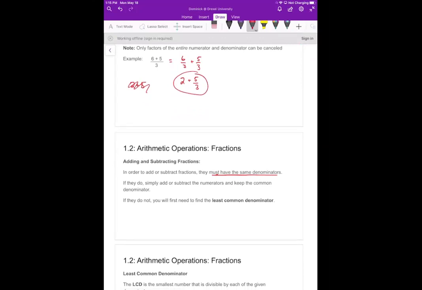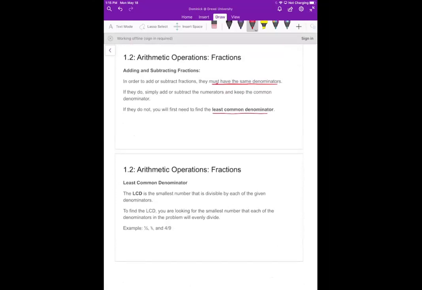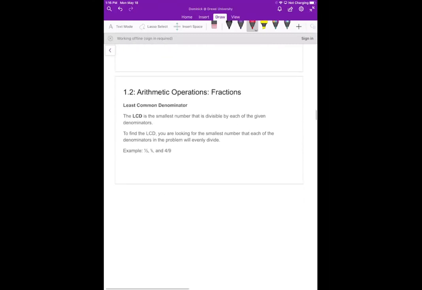If they don't, which is usually the case most of the time, you first need to find the least common denominator. All right, so what do we mean by least common denominator? Well, we mean that the least common denominator is the smallest number that can be divided by all of your denominators, right? So if you want to find the LCD, I usually say LCD, you're looking for the smallest number that each of the denominators that you have will divide. All right, and this is one thing that comes with practice, and the more you look at them, the easier this will come. But let's look at an example.